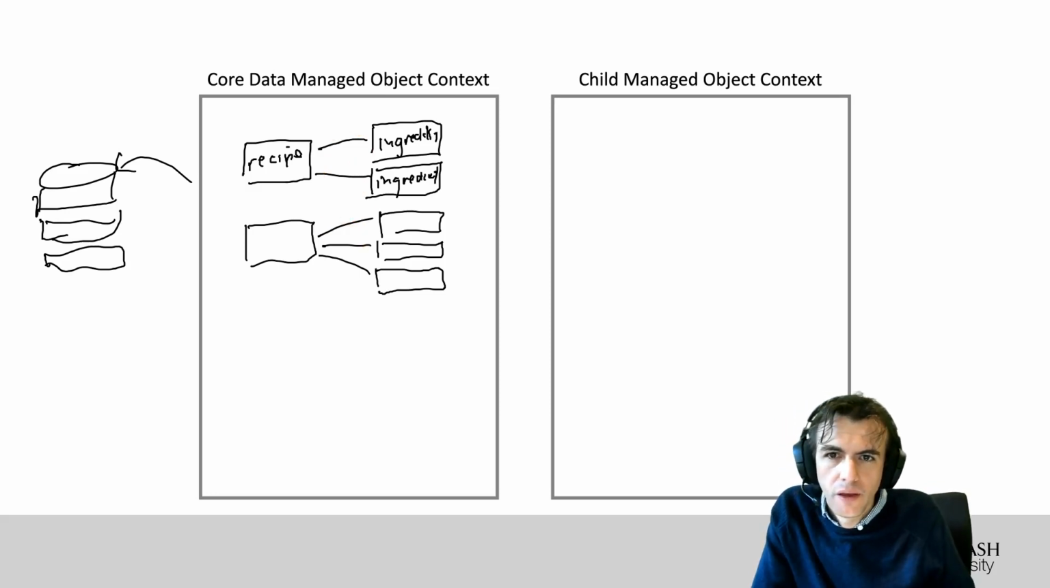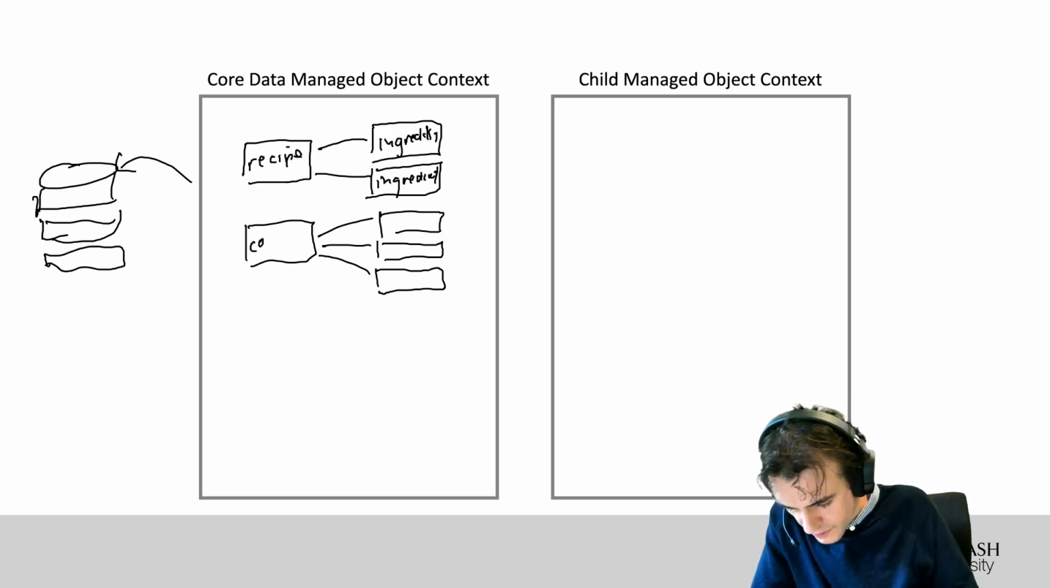Okay. Now, when we talked about child managed object contexts, we said that they're a convenient way of making some changes that you're not sure if you want to persist. So, let's say I have a cocktail. I called this recipe, but really these should be cocktails, because they're cocktail recipes.